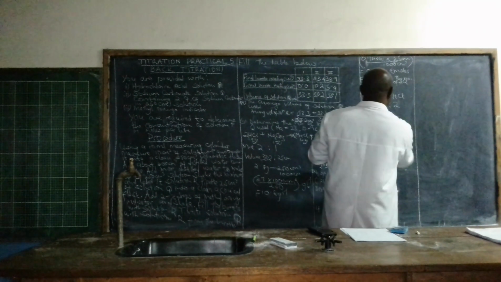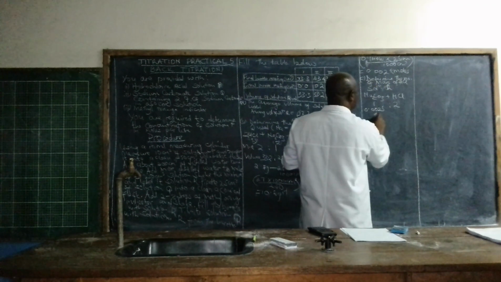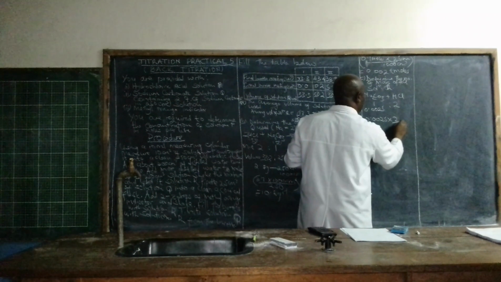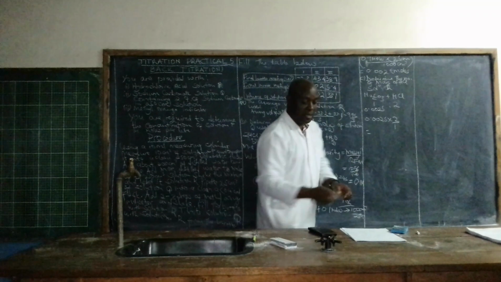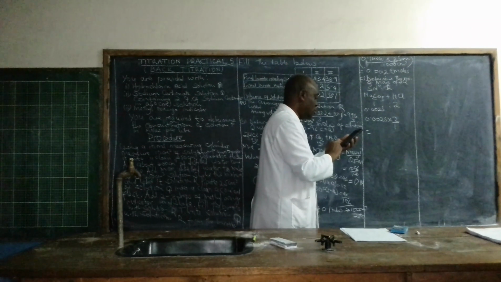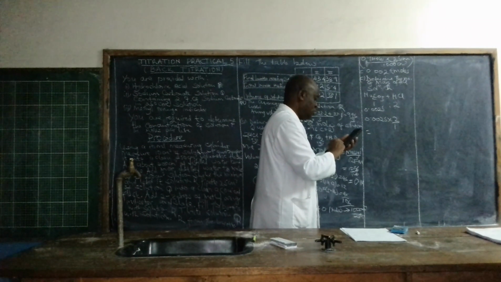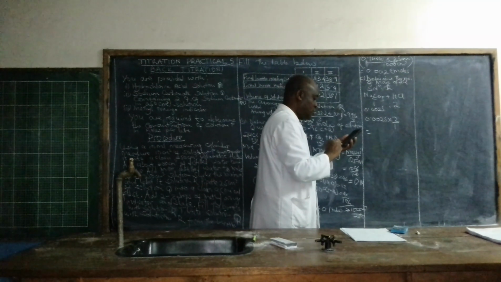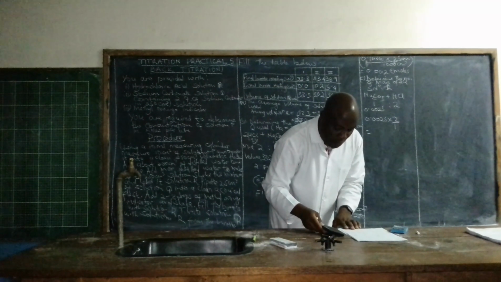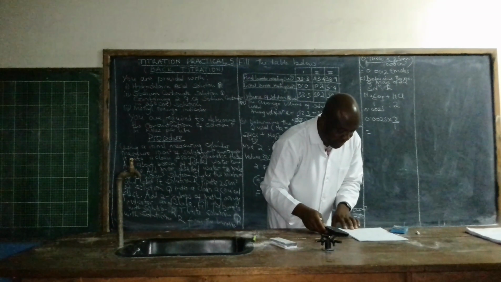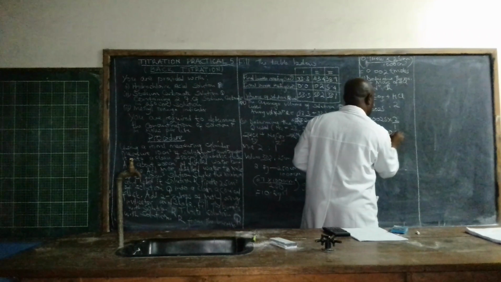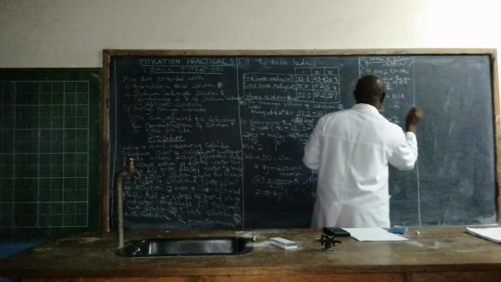So if sodium carbonate can give us this, what about for this? So, it is going to be 0.0025 times 2 over 1, which is going to give us what? 0.0025 times 2, which, if you do your mathematics very well, is going to give us 0.005 moles. We have answered that.